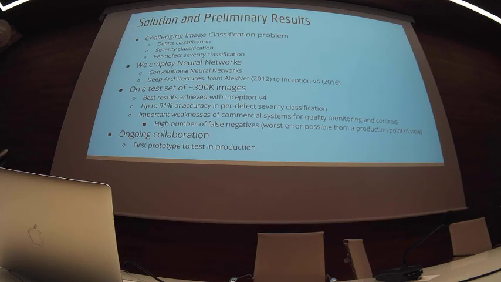We are able to achieve up to 91% accuracy in the per-defect severity classification task. We also present important weaknesses we discovered in the commercial system they were using for quality monitoring, because we discovered that this system is actually producing a very high number of false negatives in the classification. This is the worst error possible, because a false negative is a very severe defect that is not discovered by the system.